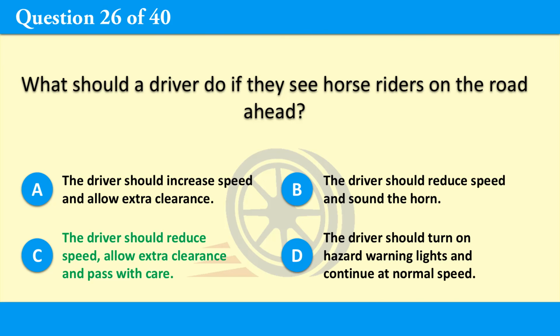Correct answer, C. The driver should reduce speed, allow extra clearance and pass with care. Explanation: you should always read the road ahead and be prepared to react to changing traffic situations. If you meet horses or other animals on the road, you should slow down and be prepared to stop. Don't use the horn or do anything that might frighten the animals. You must stop if directed to do so by the person in charge of animals.